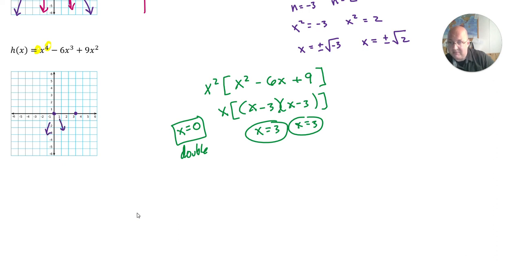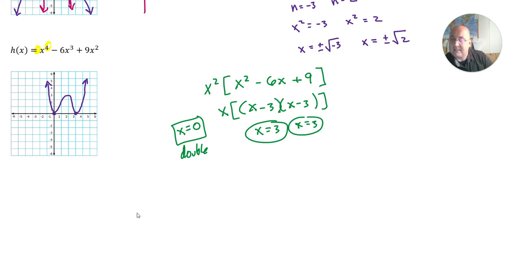That can't be the case, because in that case, the ends would be going down to the left and the right. So it has to be the case that it comes from above, hits 0, and then immediately turns around and goes back up again, and then it turns around again, goes back down, hits 3, and then immediately turns around and goes back up again. Okay, so now we know that that's kind of what the graph is going to look like.